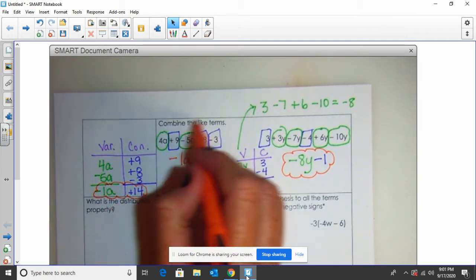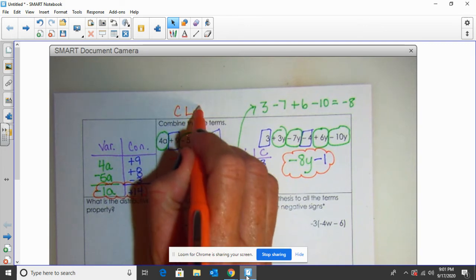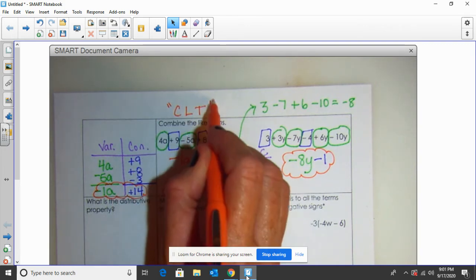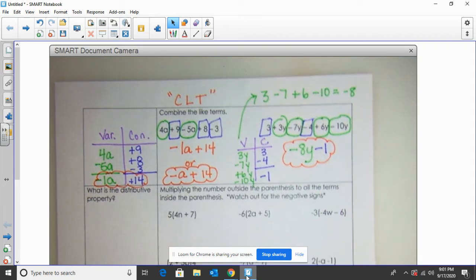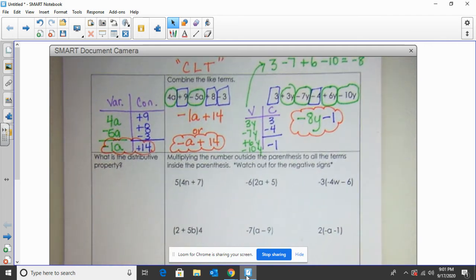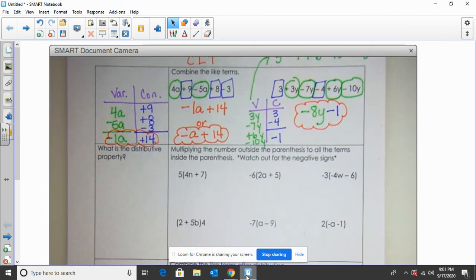A lot of times you'll see people abbreviate combining like terms for CLT, combine like terms. If I tell you to combine like terms, again, I'm just asking you to make your problem shorter. All right, so you might want to pause there, take a little break, and process combining like terms.